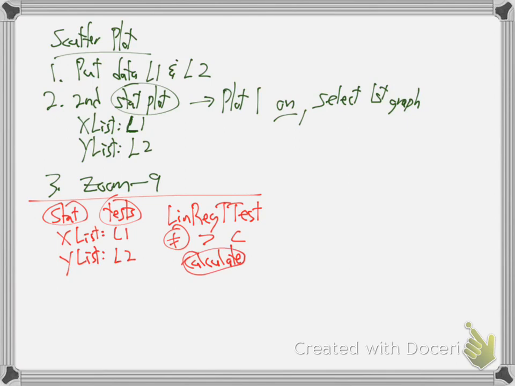So hit calculate. And you're looking for the R value. You have to go down, I think. Yeah, there it is. I'm getting R equals 0.5924. Uh-oh, did I do something bad? So 0.76.